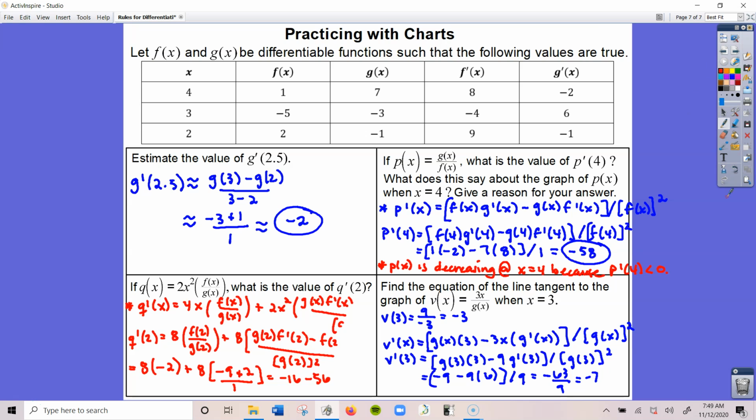So now we're ready to write the equation of the tangent line. We have our point of tangency, which is 3 and negative 3, and we have our slope, which is negative 7. So my equation is y plus 3 is equal to negative 7 times x minus 3. And that's it. That's the quotient rule.